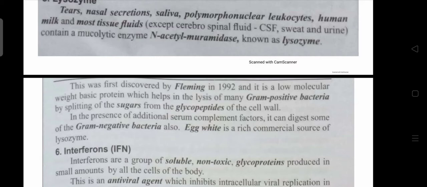Lysozyme is a low molecular weight basic protein which helps in lysis of many gram-positive bacteria by splitting the sugars from the glycopeptides of the cell wall. In the presence of additional serum complement factors, it can digest some gram-negative bacteria also. The rich or commercial source of lysozyme is egg white. This is the function of lysozyme.